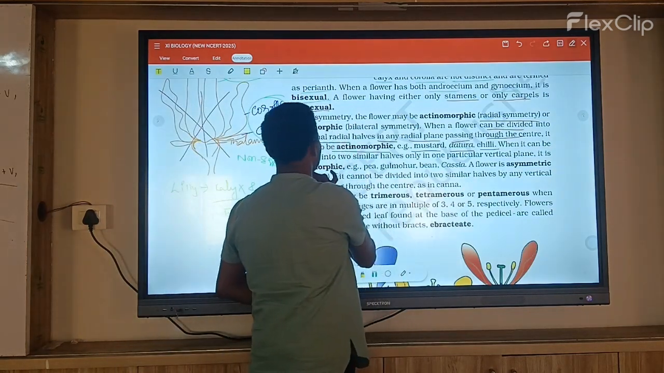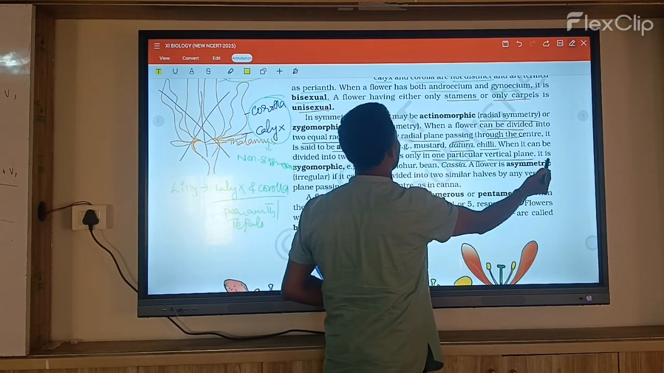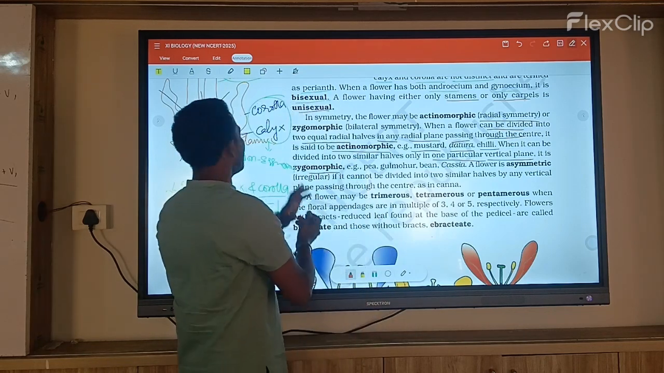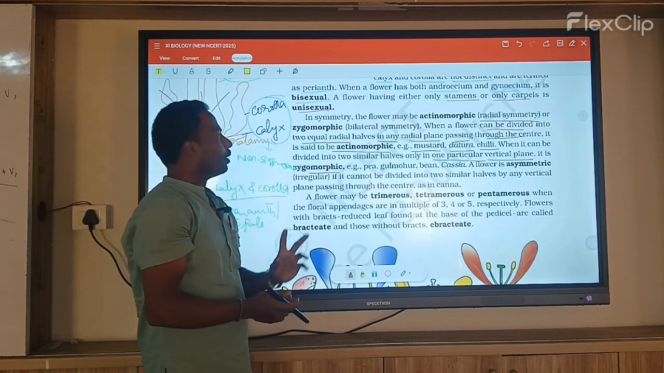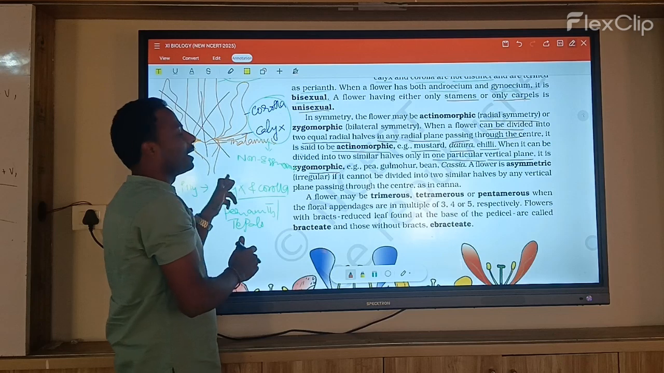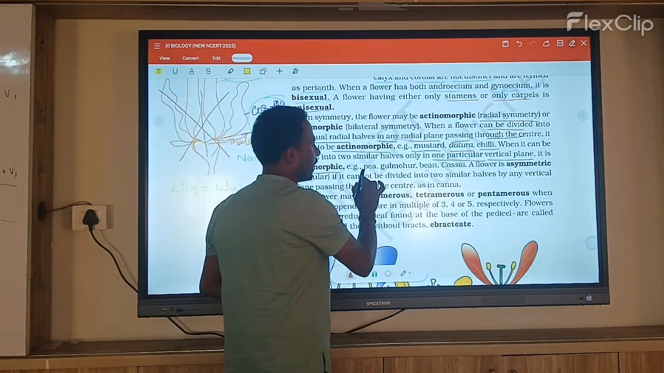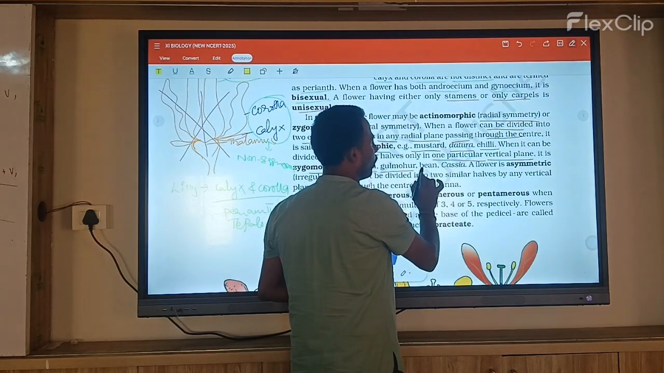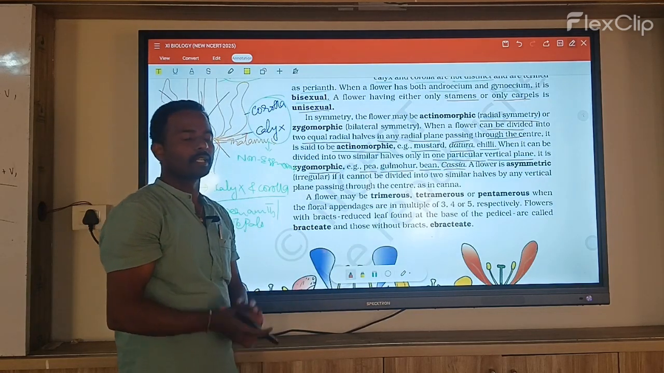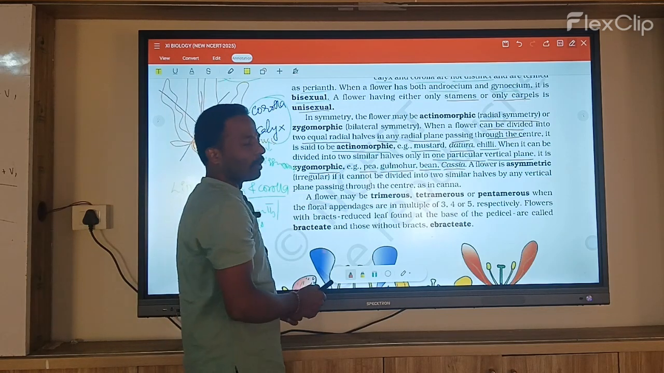When a flower can be divided into two similar halves only in one particular vertical plane, it is called a zygomorphic flower. Here only one possibility is there to cut the flower to produce two equal parts. Such a flower is called zygomorphic. Examples: pea, gulmohar, beans, and cassia. These are zygomorphic flowers, with only one plane.